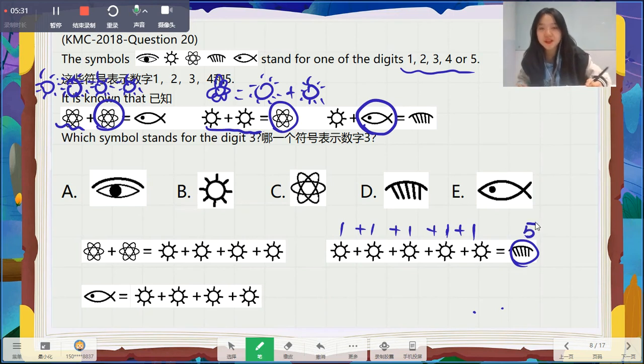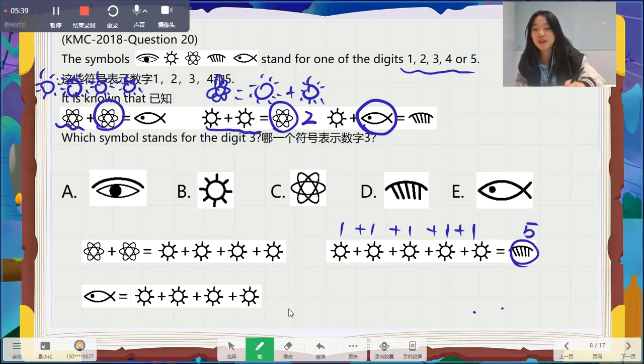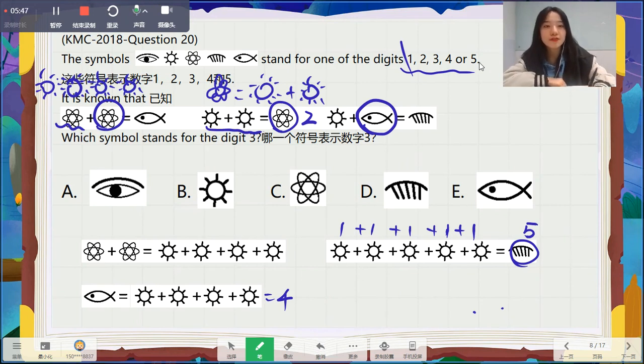So that is 5. Let's see. How about flower? Every flower is equal to 2 suns. So that is 2. Let's replace it. And for fish, it is 4. Okay, and let's see, sun is 1. We use 1 and we got 5. This is corn. We got flower, that is 2. And also we got fish, that is 4. Okay, so only the I is not here, and only digit 3 is left. So could you please tell me which symbol stands for the digit 3 now? It can only be the remaining I.